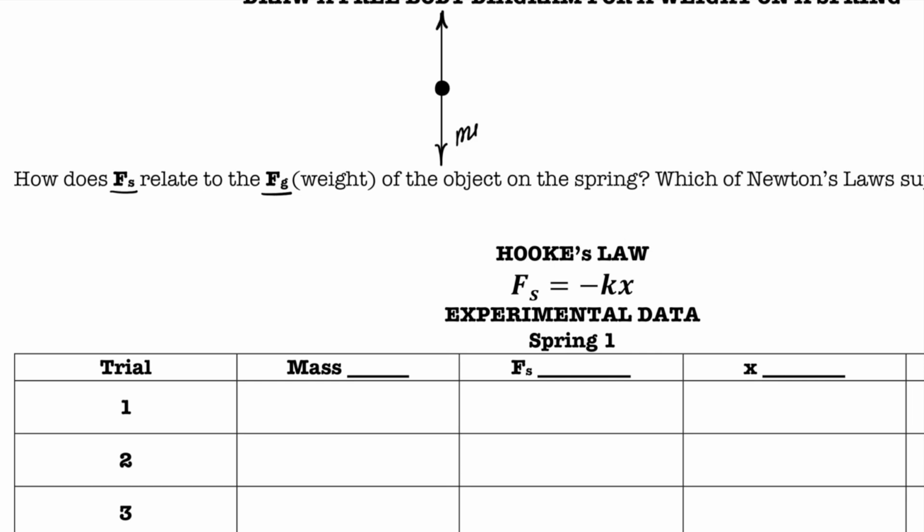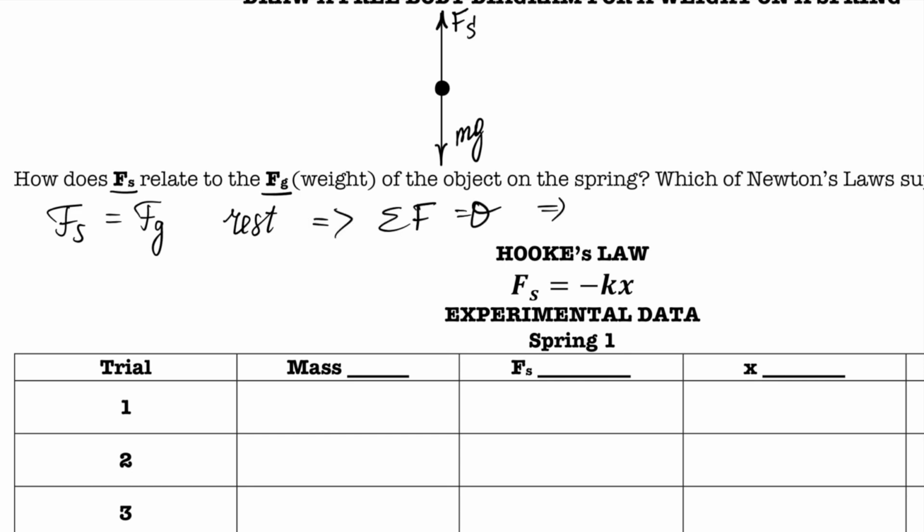So you have mg and force of the spring equal to each other. Force of the spring equals force of gravity. The object is at rest, therefore net force equals 0. So that's how we end up with force of spring equals force of gravity. And that is Newton's first law. An object at rest stays at rest unless there is an unbalanced force applied to it. And all forces here, the two of them, are balanced. They are equal and opposite.